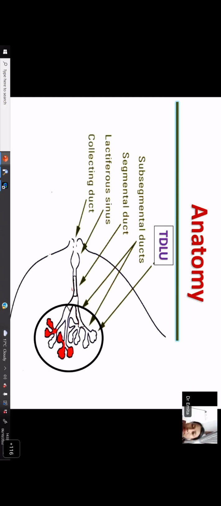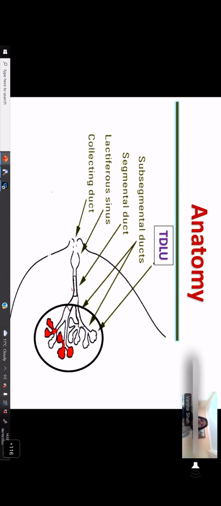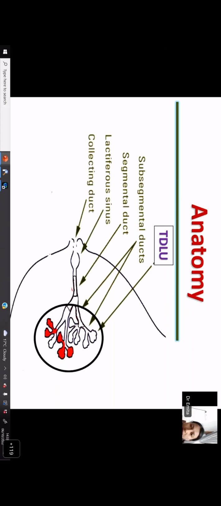Just to briefly reiterate the anatomy and histology which you all learned day before yesterday. This is the collecting duct here, then lactiferous sinus, segmental duct, subsegmental ducts, and then we have terminal ductulo-lobular units, also called TDLUs. Most of the breast epithelial proliferations arise from TDLUs.